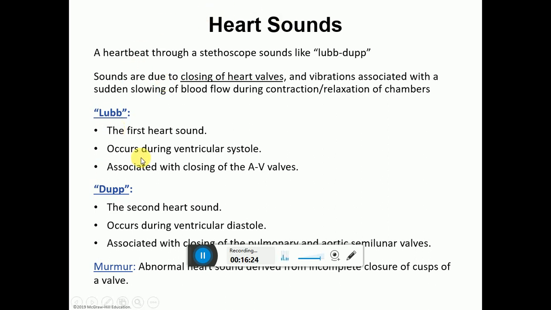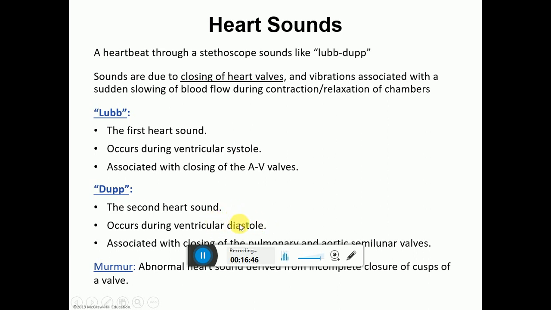The lub is your first heart sound, and that's due to the closure of the AV valves, your atrioventricular valves, and that happens during ventricular systole. The dub sound, that's your second heart sound, and that is due to the closing of the semilunar valves, your pulmonary and aortic valves, and that happens during ventricular diastole.